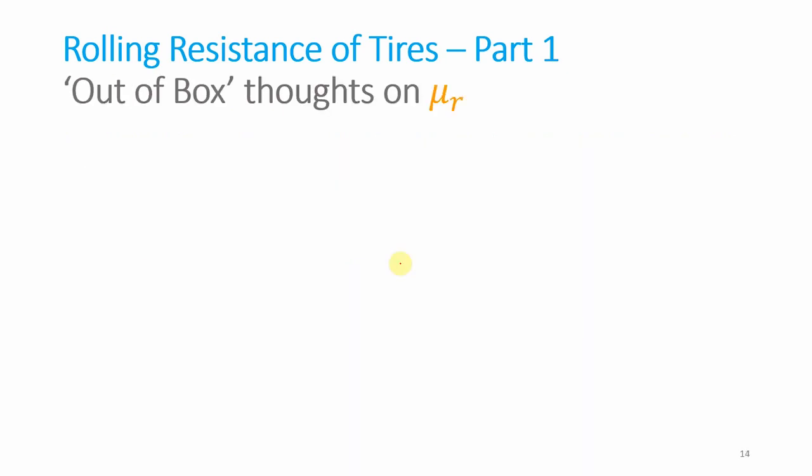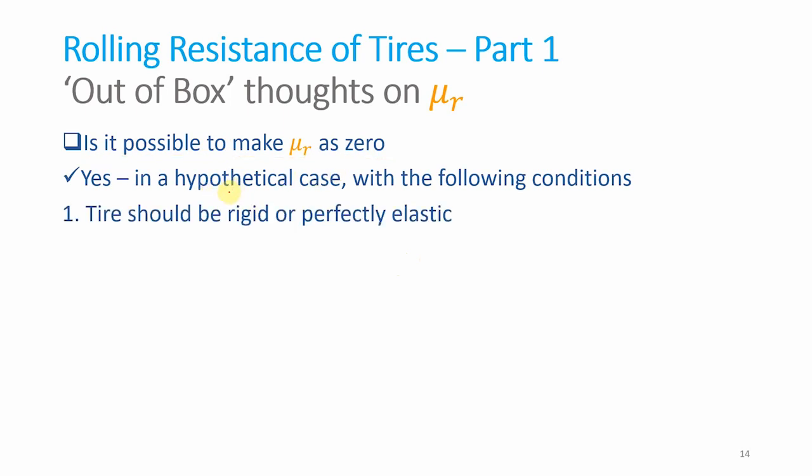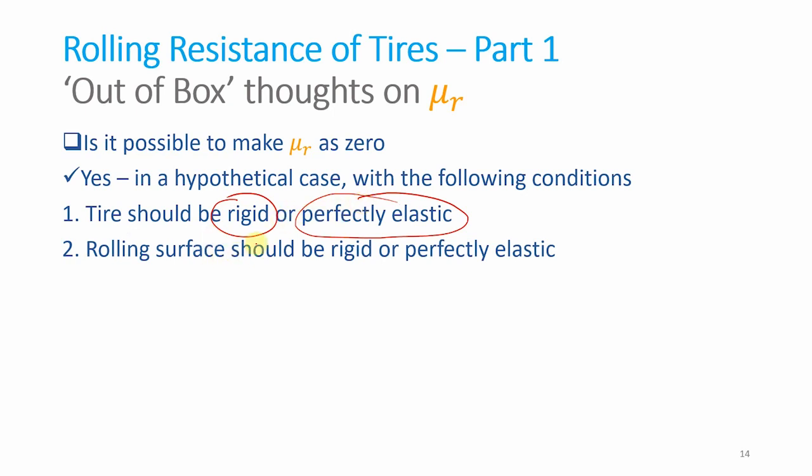In this slide, I will talk about some of the out-of-box thoughts on mu r. The first and the most important question is, is it possible to make mu r as 0? Yes, in a hypothetical case with the following conditions. Tire should be rigid or perfectly elastic, and rolling surface should be rigid or perfectly elastic.